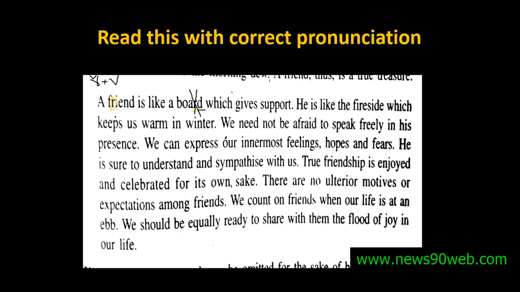So, a friend, not a friend. A friend. This is called weak form.